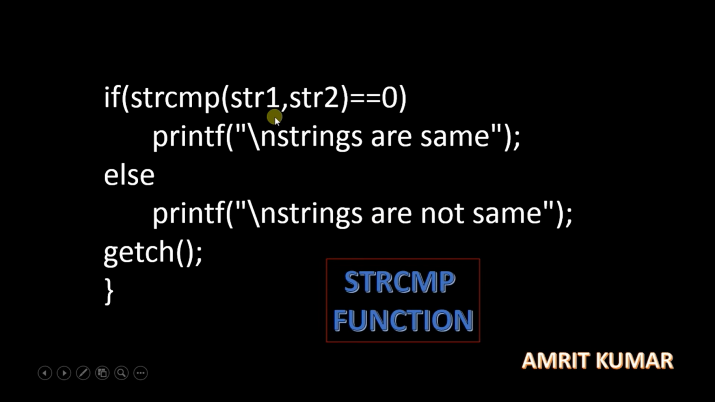So this is the concept and logic behind the strcmp function, which we can use in our programming, because the strcmp function compares the two strings and finds the difference of their ASCII values. This is the logic working behind the scenes, and this is what I can say about the strcmp function used in C programming.